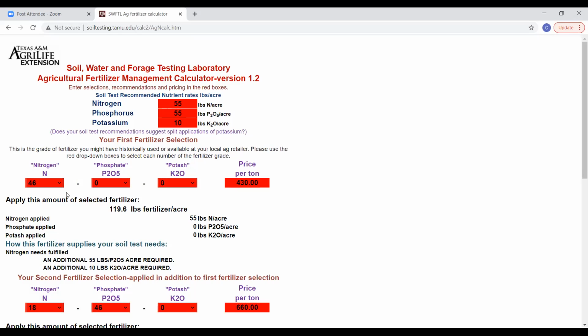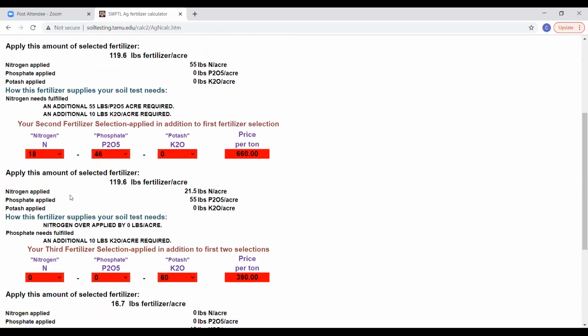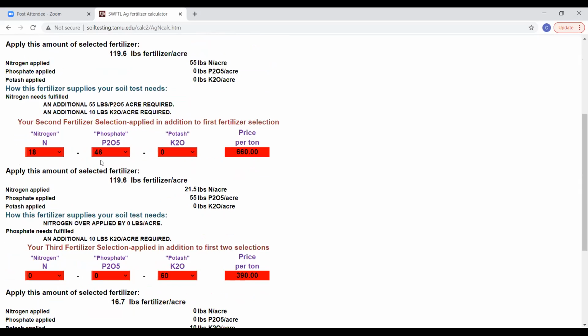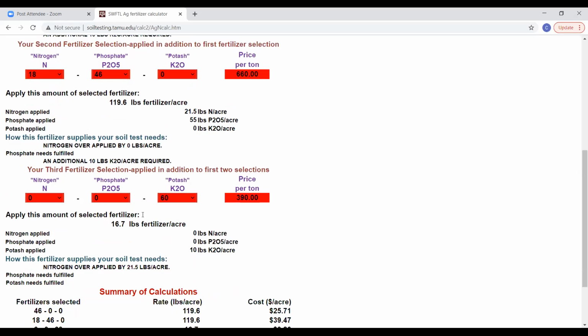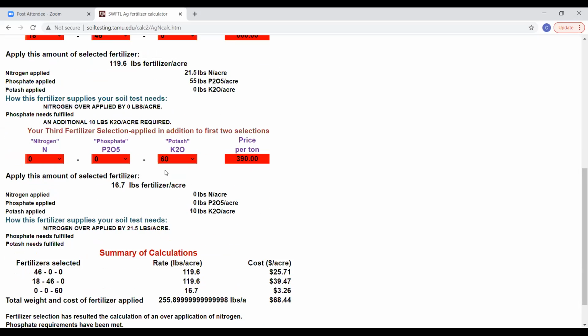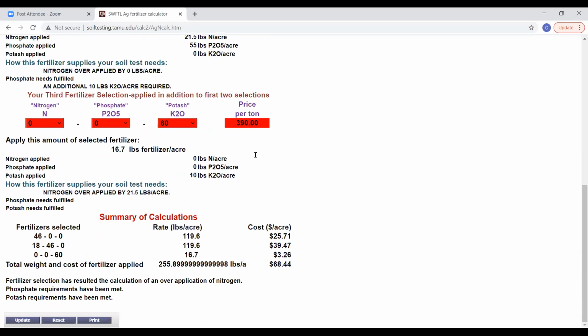They're using urea 46-0-0, and it's costing $430 a ton. They're using diammonium phosphate for the phosphate. It has 18 units of nitrogen, 46 units of phosphate, and 0 units of potash, and it's $660 a ton. Then this third one that they're using on the blend is the potash. It's 0 units of nitrogen, 0 units of phosphate, and 60 units of potash, $390 per ton.